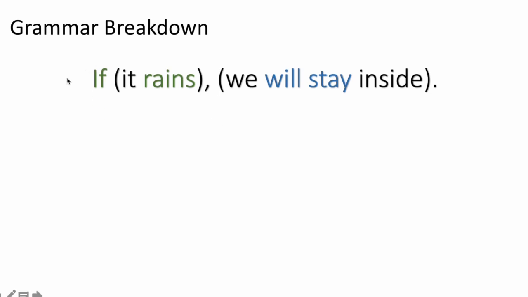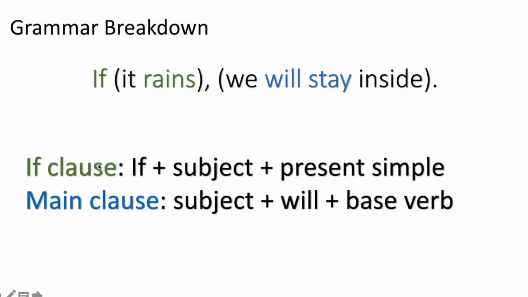How do we make it? This is called our if clause and this is called our main clause. In our if clause, we need if plus subject and present simple. And in our main clause, we need subject plus will. If it is negative, you need won't here. And base form or simple form of the verb. Keep in mind that you need a comma between the clauses.